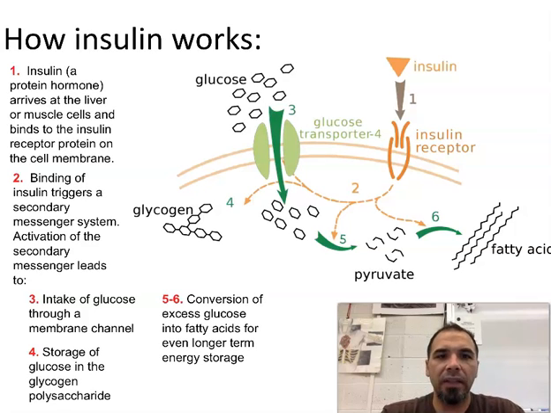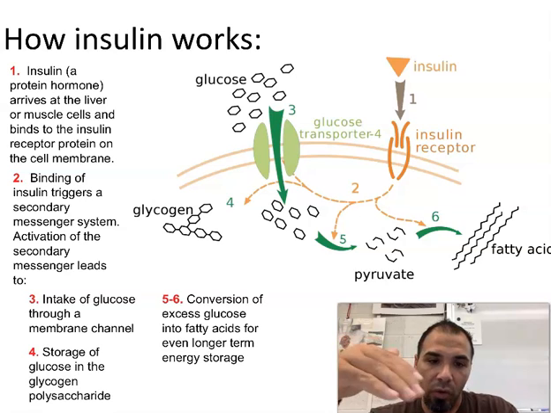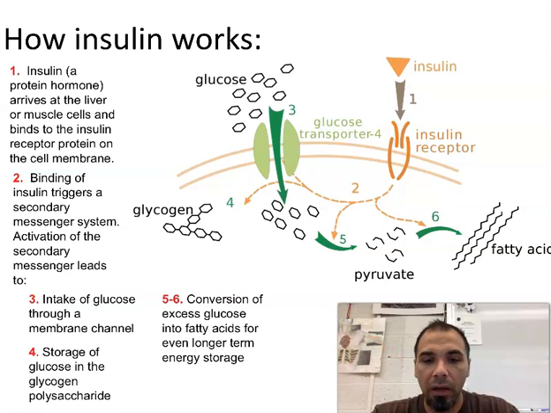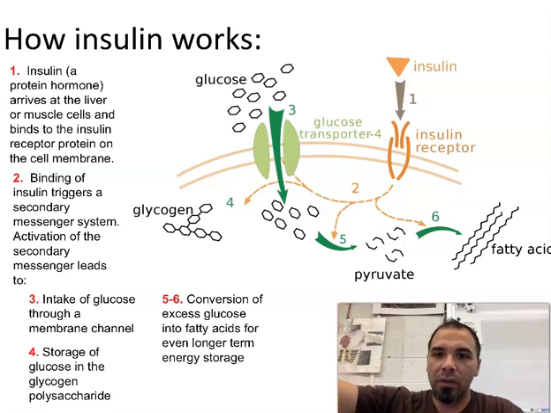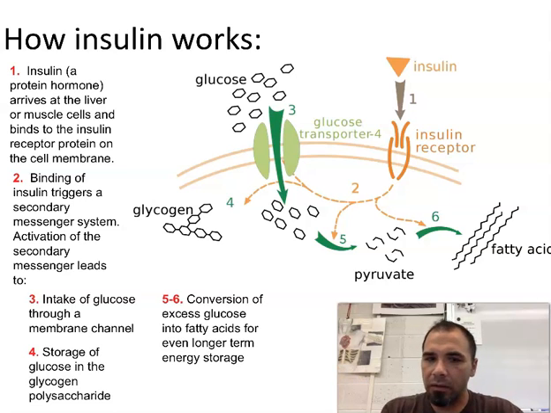So how insulin works: it's a protein hormone. It binds to a receptor in the cell membrane. Here's your receptor. There's your glucose. When it binds that receptor, it stimulates this pathway, right? There's a secondary messenger system, and it activates this insulin receptor, and that causes the storage of glucose into glycogen. It's a little more complicated. Take AP Bio, we go into more of this.